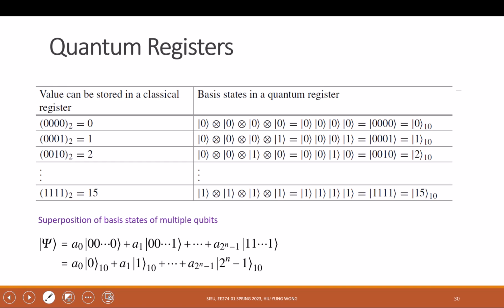If I have n qubits, then I can have a state that is a linear combination of 2 to the power n basis states, right? Because with 1 qubit, I can have 0 and 1. With 2 qubits, I can have 00, 01, 10, 11 as the basis states. Then if I have n qubits, I can have a linear combination of 2 to the power n.